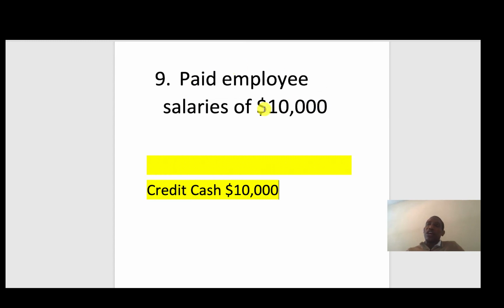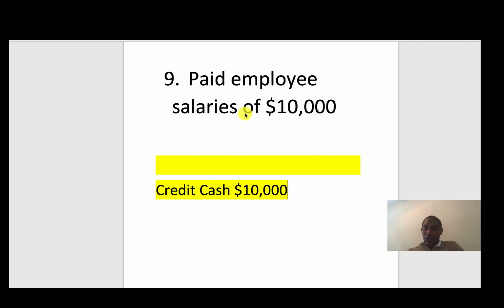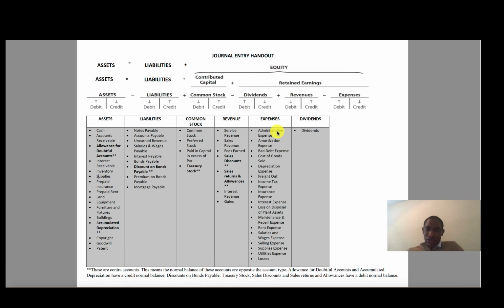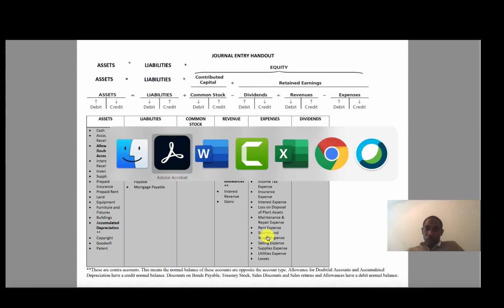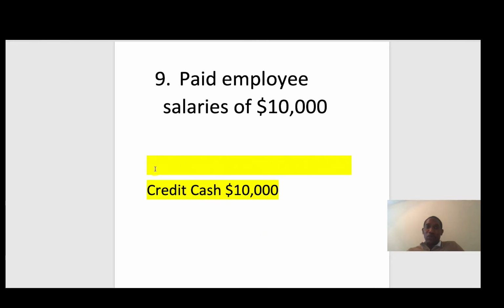So what this means is our employees worked for us, and now we want to pay them salaries. Whenever somebody does work for the company, that is an expense. Do we have an expense account related to salaries? Yes, it's salaries and wages expense. So whenever your employees do work for a company, we debit it.